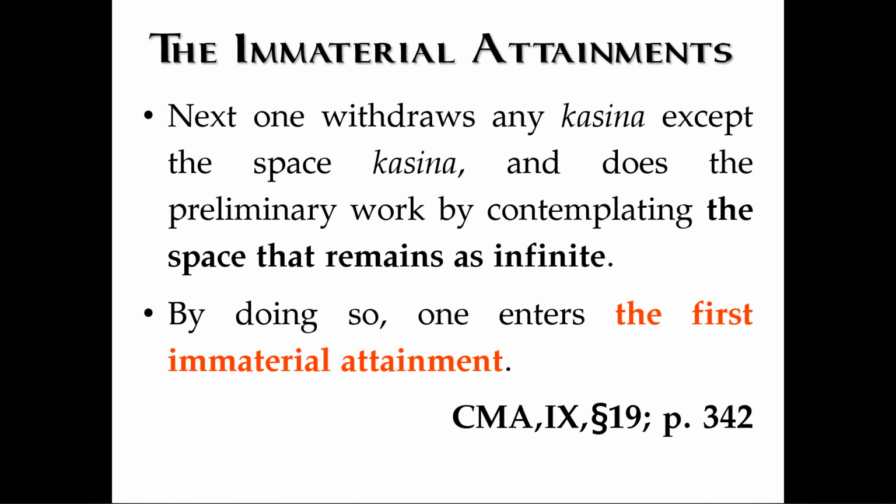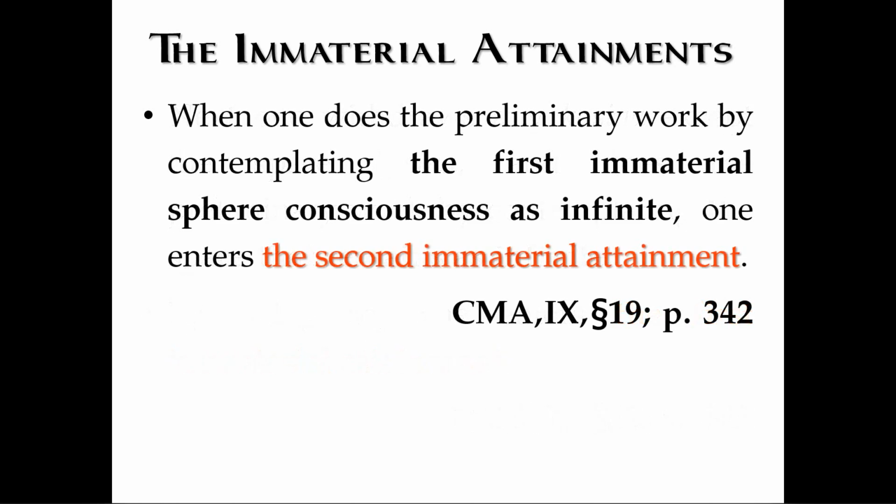But here, the meditation object is infinite space. So now you are trying to enlarge that shining sign up to infinite. By so doing, one enters the first immaterial jhana, when one does the preliminary work by contemplating space as infinite. So in the first immaterial jhana, your meditation object is infinite space.